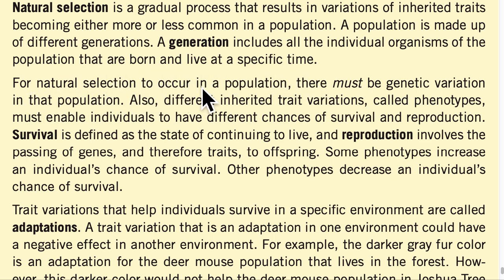For natural selection to occur in a population, there must be genetic variation in that population. Also, different inherited trait variations called phenotypes must enable individuals to have different chances of survival and reproduction. Survival is defined as the state of continuing to live, and reproduction involves the passing of genes, and therefore traits, to offspring. Some phenotypes increase an individual's chance of survival. Other phenotypes decrease an individual's chance of survival.